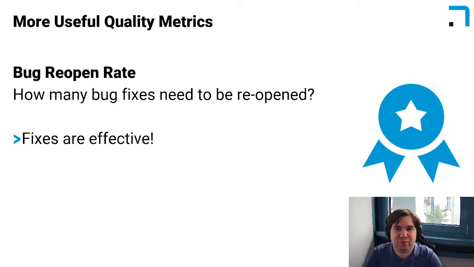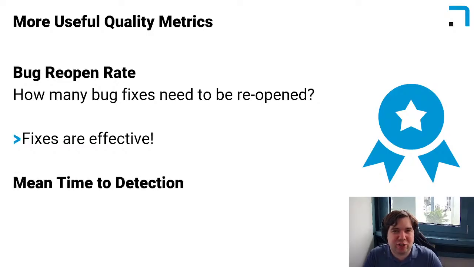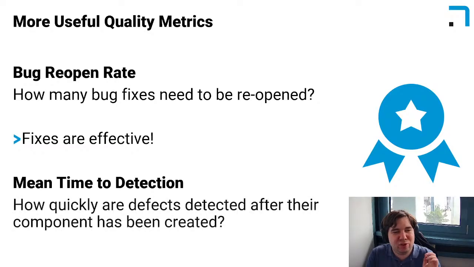process. We also have mean time to detection. So say a developer has just finished a brand new feature of the product. How quickly are defects detected after that component has been created? Now, it can be a bit hard to determine mean time to detection, especially in some large projects, especially if we're looking at areas in which multiple people contribute and things are added to it over multiple sprints. It can be a bit hard to detect, but I'd say it's definitely worth investing a bit of time into.